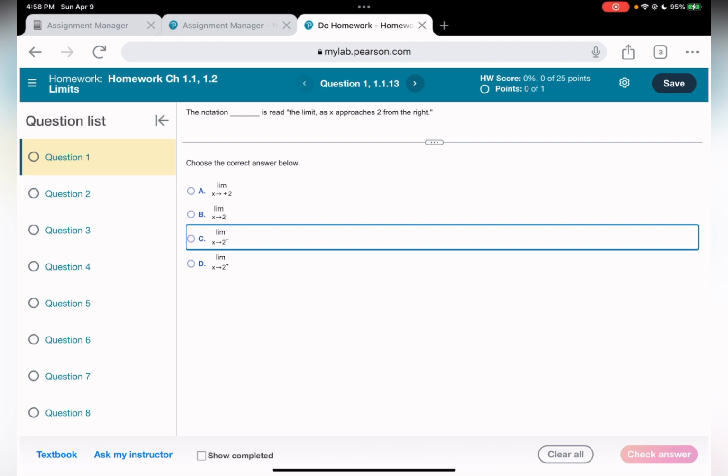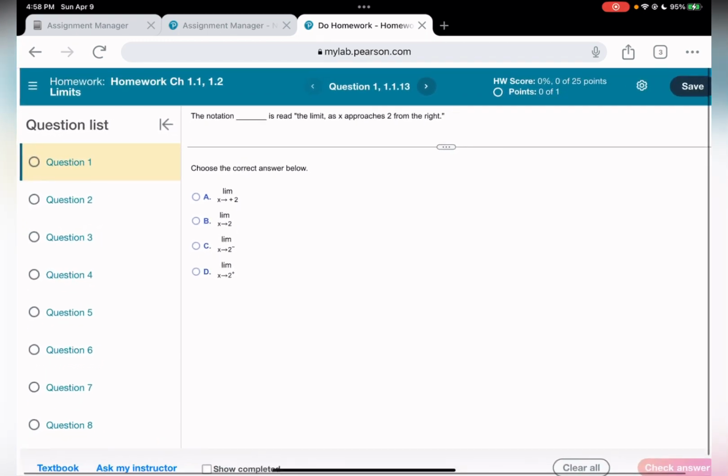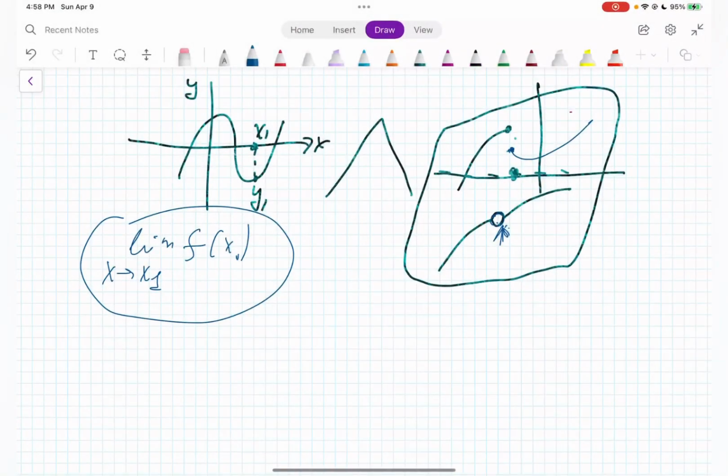The notation of limit, so let's see which notation is read: the limit as x approaches 2 from the right. Okay, let me go over this one also. So the limit, we write down like that: limit f of x.